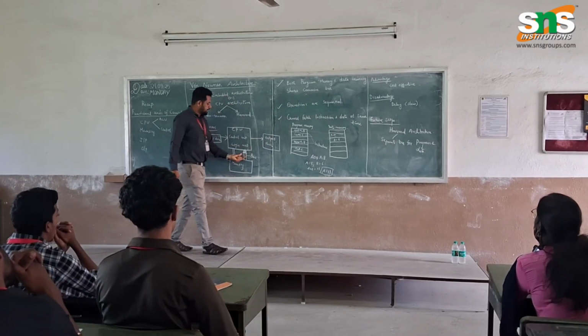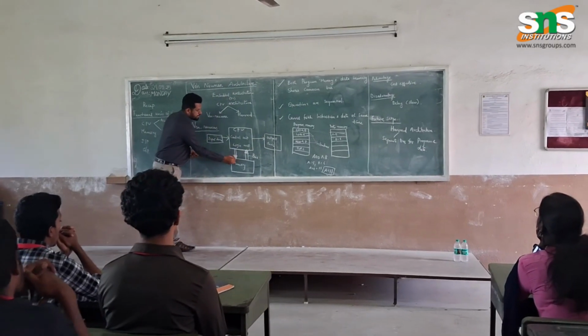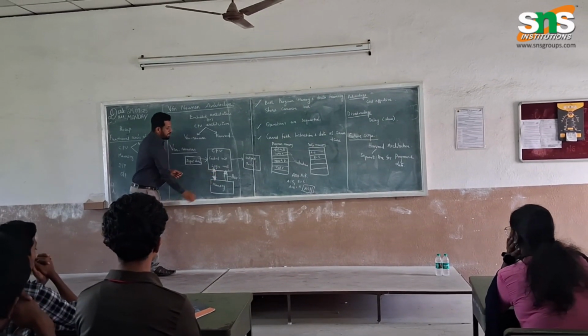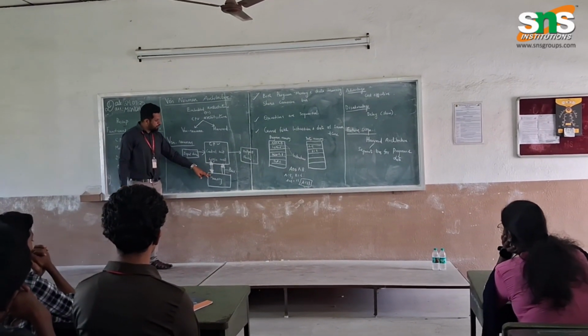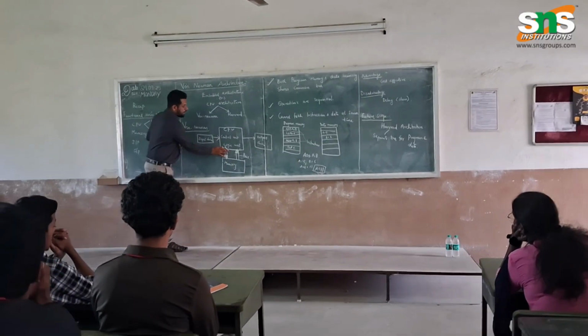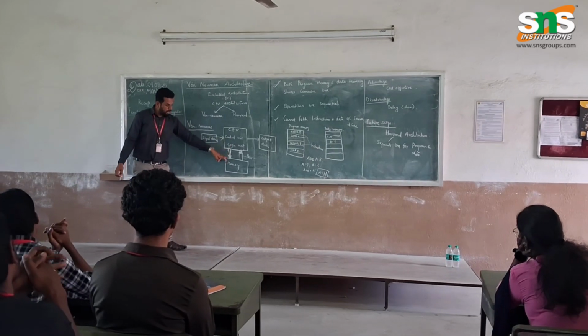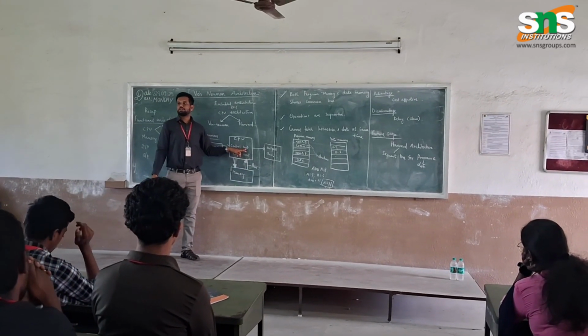This is the bus. You have to draw this symbol. This is a unidirectional bus. If you draw like this, it's a bidirectional bus. In the same bus, you can send the data and you can also receive the data. But here I am drawing only the unidirectional bus. So in this way, you have to send, and in this way, you have to receive the information.